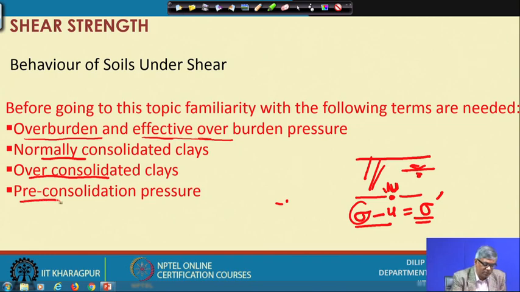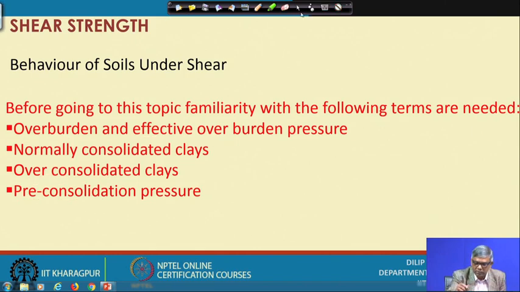And what is pre-consolidation pressure? The over consolidation is caused by some pressure, and that pressure is called the pre-consolidation pressure. That means it is the pressure to which the soil has been subjected in the past. These are the terms that will sometimes be required to understand material behavior, so I have just introduced those. Let me continue now.